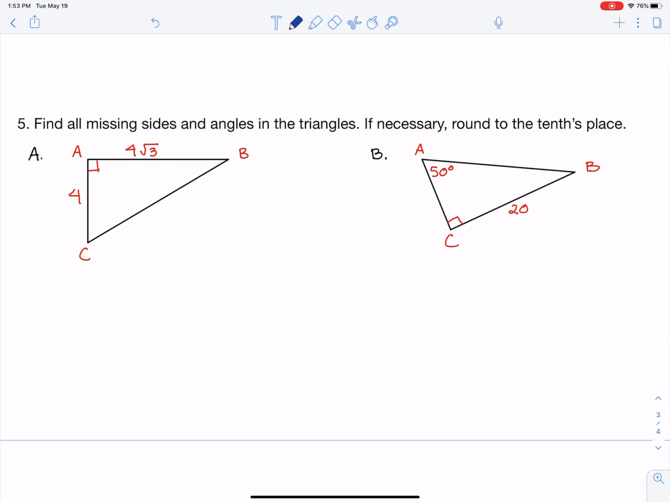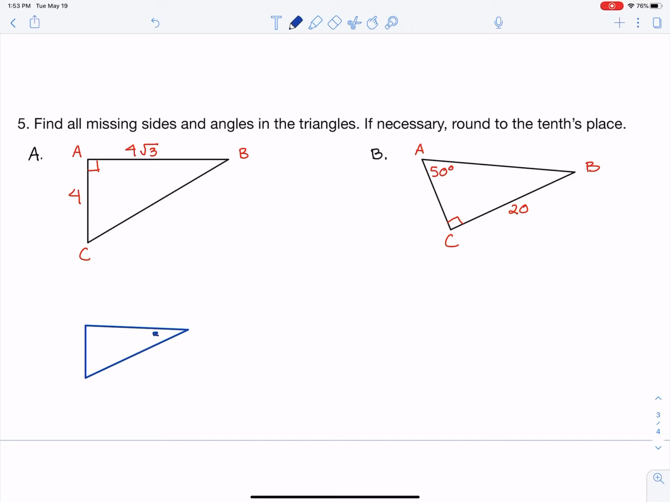Let's see what we can do. Find the missing sides and angles of the triangle. So let's look at this first one. Let's see if this is a special triangle, because it kind of looks special to me. See if you agree. So this looks like a 30, 60, 90 to me, but let's check.